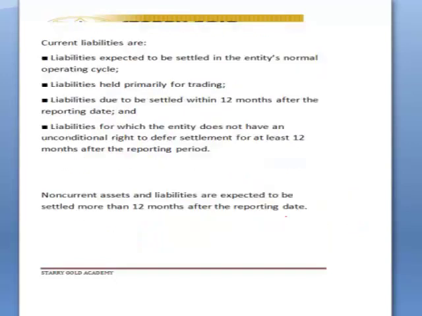Now the liabilities are divided into two as well: current liabilities and non-current liabilities. What shall constitute a current liability? One, liabilities expected to be settled in the entity's normal operating cycle. Two, liabilities held primarily for trading, which we refer to as current liabilities. Three, liabilities due to be settled within 12 months after the reporting date.